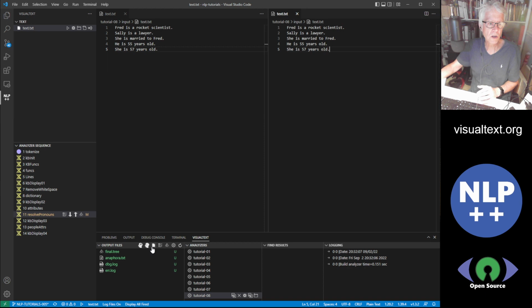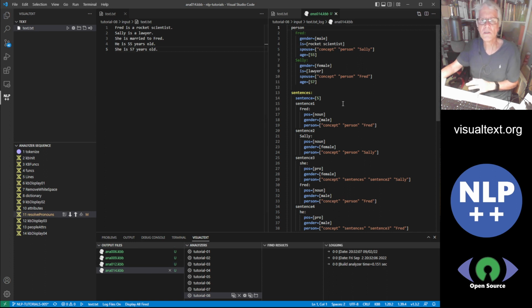If you come down here to VisualText and into the output files, you can see a little head here, and you can click on it. It says display KB files. We're going to look at the final one because this is just an overview. So let's take a look to see if this program has understood this text correctly. Well, we have a place in the brain for persons, and we have two people, Fred and Sally. So that's good.